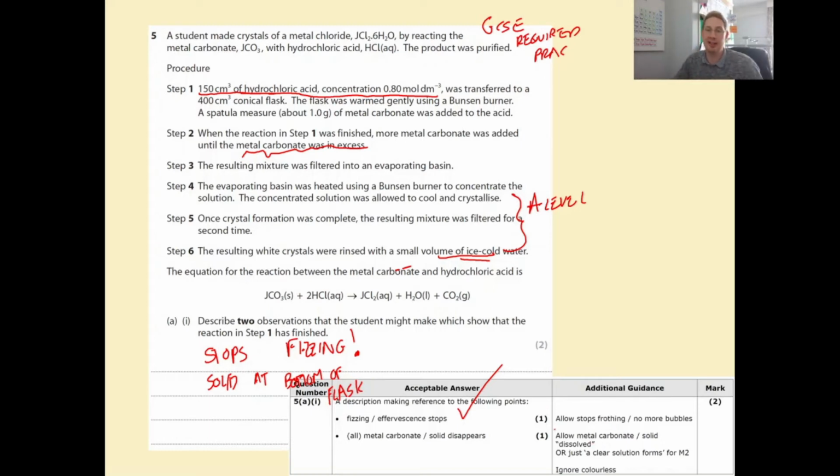Okay, right, so I misunderstood the question there. What it's asking is, how do you know that you should add more metal carbonate rather than how do you know when it's in excess? And the answer that they were looking for is that all of the solid would disappear, not dissolve. It's not dissolving, it's reacting, but it disappears, and that's when you would add more of the metal carbonate. So I misread that.